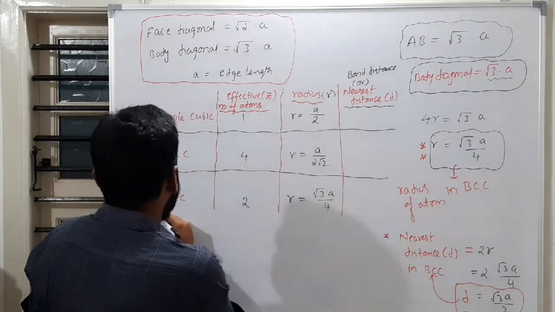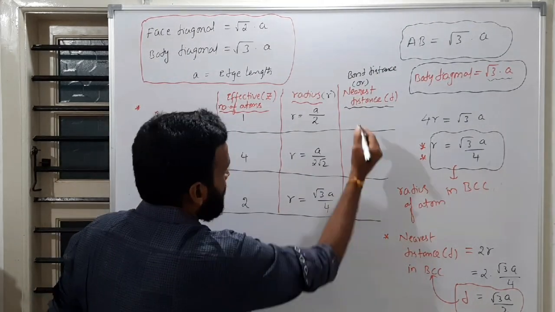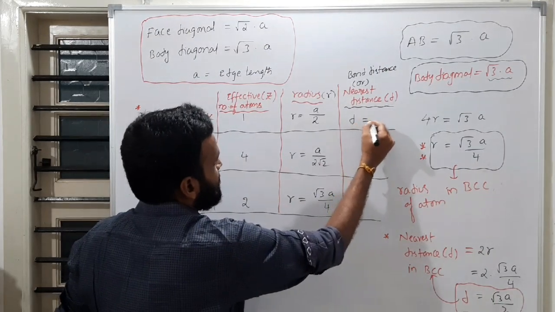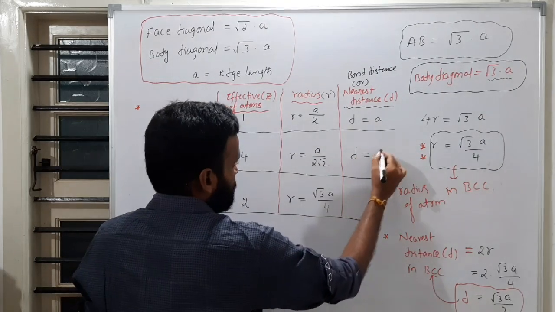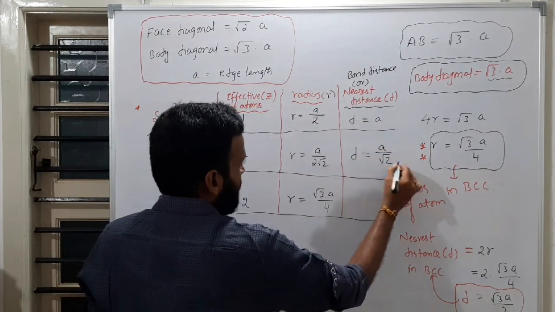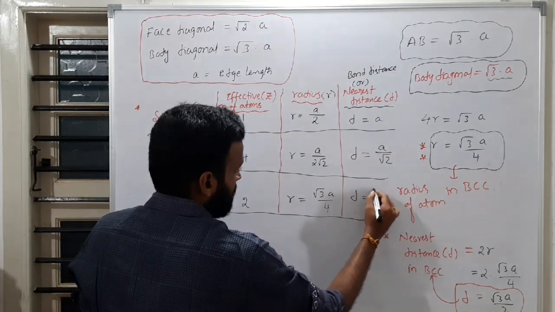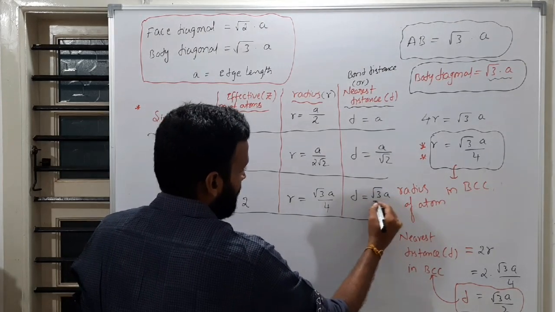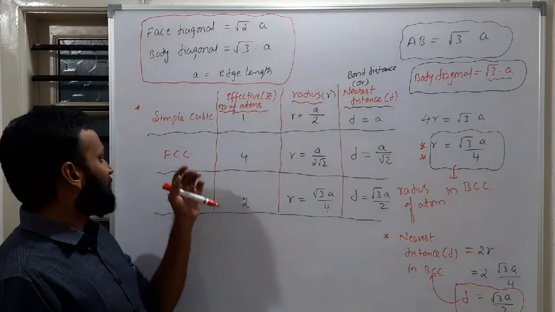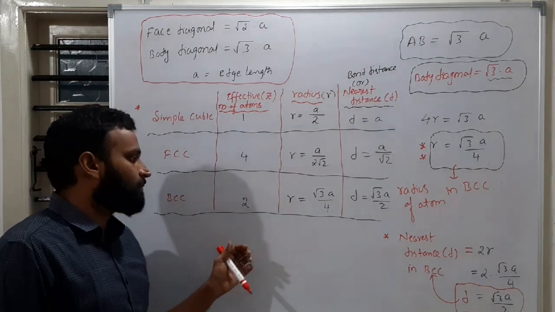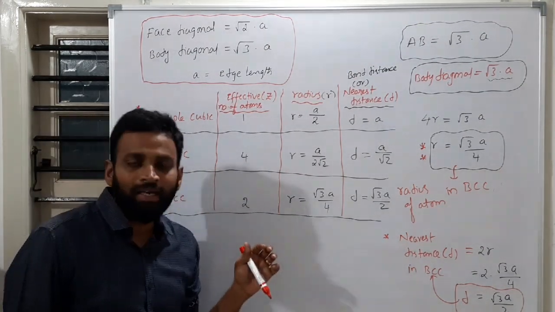Okay, so all these you will have at one place. And here nearest distance is nothing but the edge length only. Here nearest distance is equal to a by root 2. Here nearest distance is root 3 a by 2, that's it. So this is about simple cubic, face centered, body centered, radius as well as nearest distance.